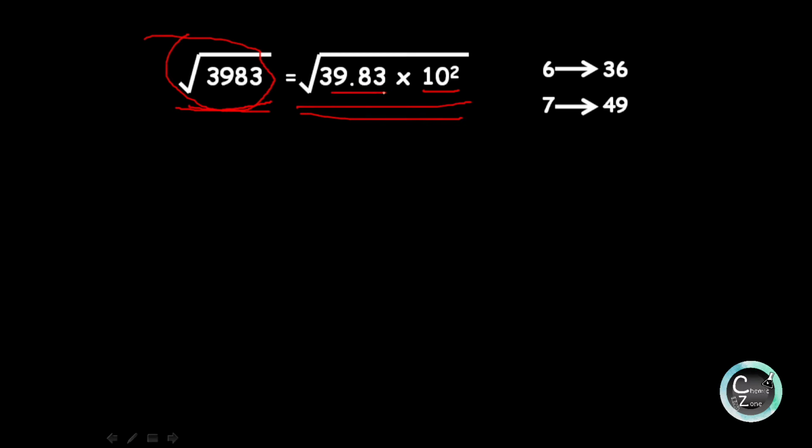See, we know the square root of 100 is 10. Now we have to calculate the square root of 39.83. Then we will combine these two so that we get the square root of 3983. Now let's focus on 39.83. We know the square of 6 is 36 and the square of 7 is 49, and 39.83 is in between 36 and 49. So the square root of 39.83 will be in between 6 and 7.